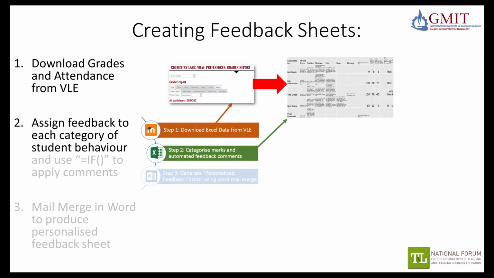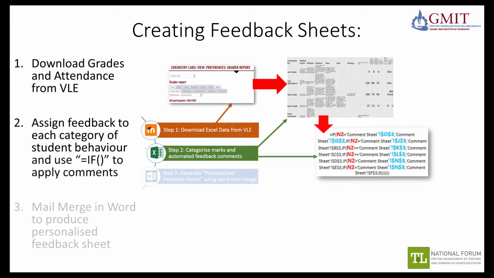So for example, attendance, we say if a student has perfect attendance, they get a comment that reflects that. If they have between 80 and 100, they get a comment that says they're doing well. They have missed some labs, but they're making their attendance requirement. Below 80, they need to catch up, and below 50, they need an intervention, so they need to come see the lecturer.